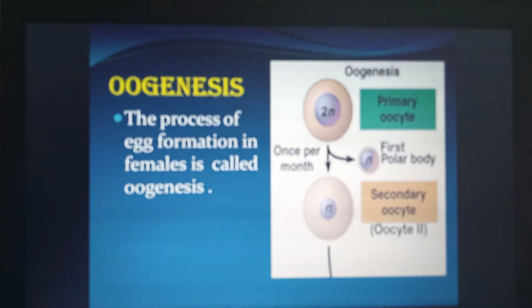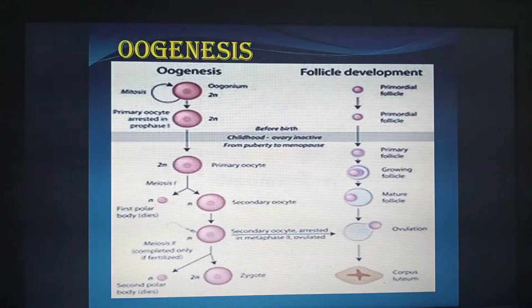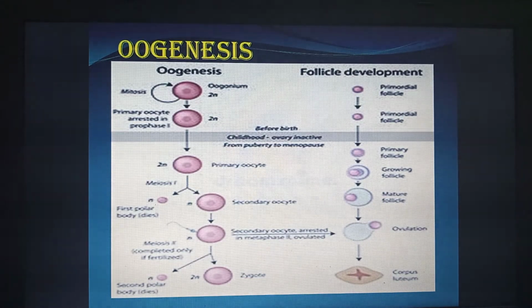Oogenesis, the process of egg formation in females, is called oogenesis. First of all, a primary oocyte with diploid number of chromosomes is formed, then the first polar body is formed and the secondary oocyte is formed, which has half the number of chromosomes. Oogenesis proceeds by the formation of polar bodies in each step.